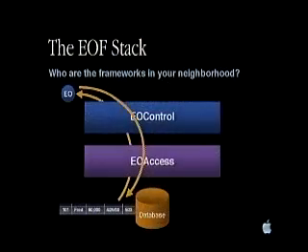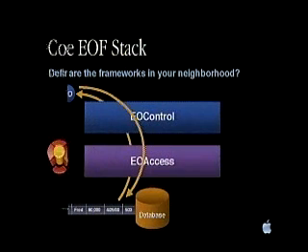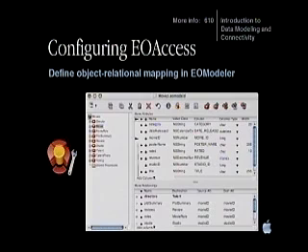So when you're looking in EO control, the documentation, and can't for the life of you find out where this EO utilities is, it's because it's in EO access. Now, EO control, as we've seen, is where we control things. We have an editing context. We fetch, insert, update, delete. That's where we are in control. That's what EO control is for. So again, we don't programmatically touch EO access that much.